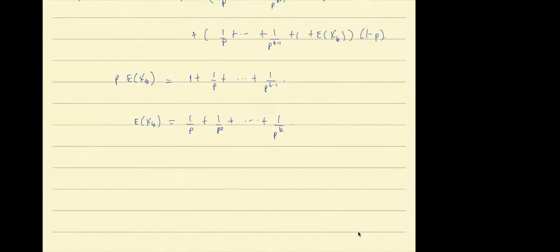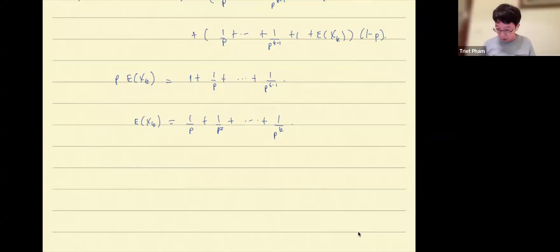Sorry, how do we have 1 over p to the k as the last value? 1 over p to the k minus 1 divided by p is 1 over p to the k, right? Any other question? All right.